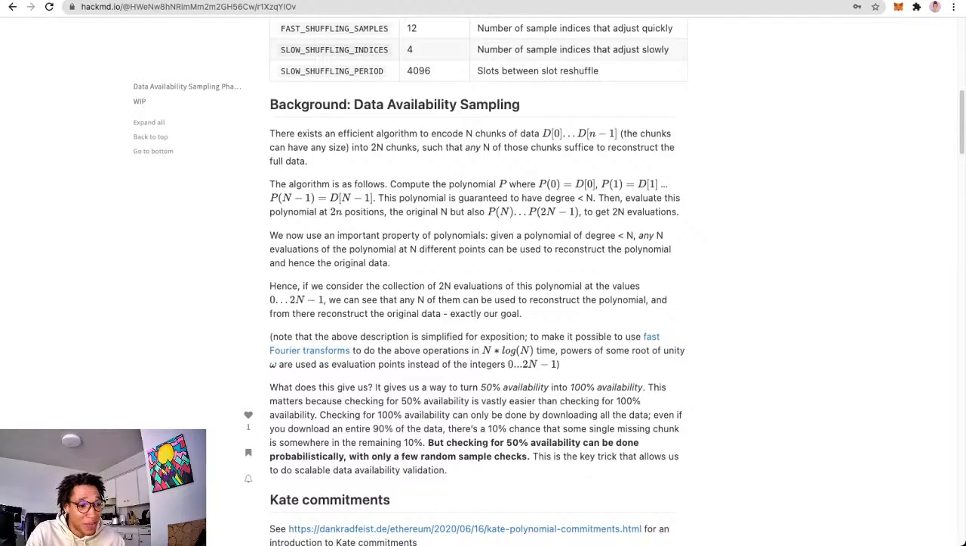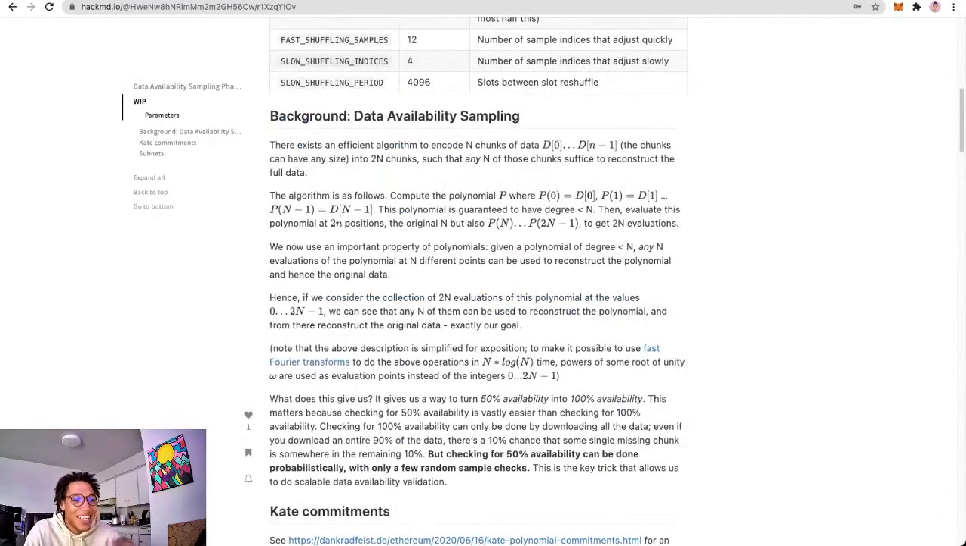You're going to have to show me this. Oh gosh, you can see that any n of them can be used to reconstruct the polynomial, and from there reconstruct the original data. So you're just trying to make sure that, instead of having to download the entire data, you can reconstruct the original data without having all the points of data.